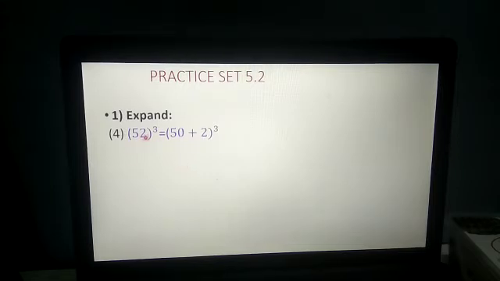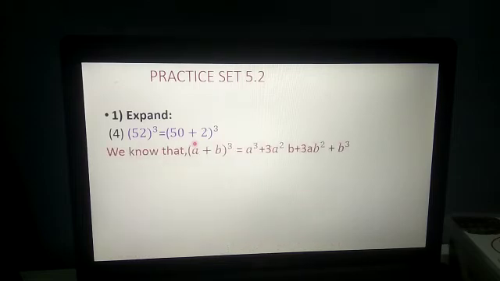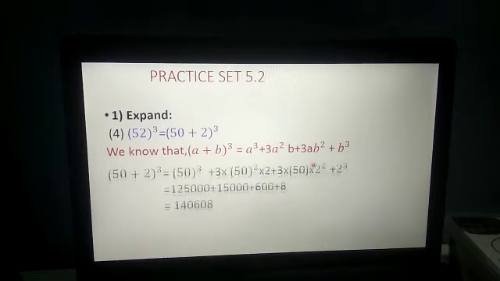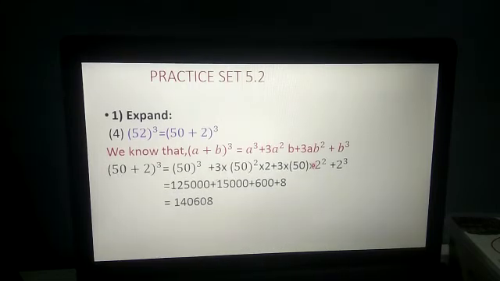Expand fourth sum, 52 cube. This will be equal to (50 plus 2) cube. Why have we split up 52 as 50 plus 2? Because we want to use the expansion formula. Which formula? (a plus b) whole cube is equal to a cube plus 3a square b plus 3ab square plus b cube. So based on this formula, we will start the fourth sum.